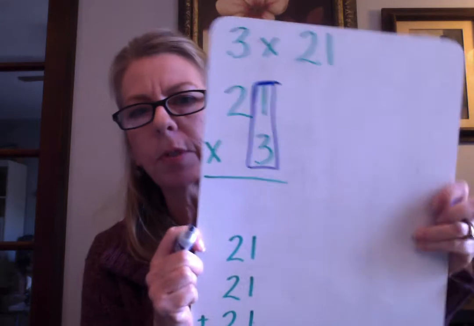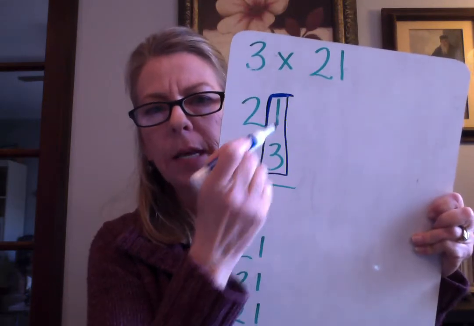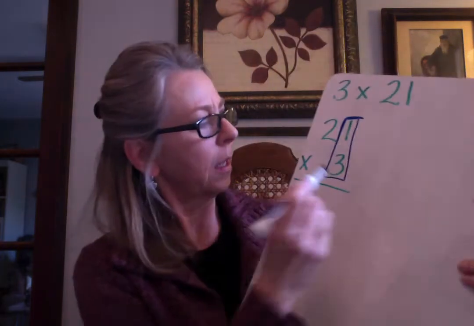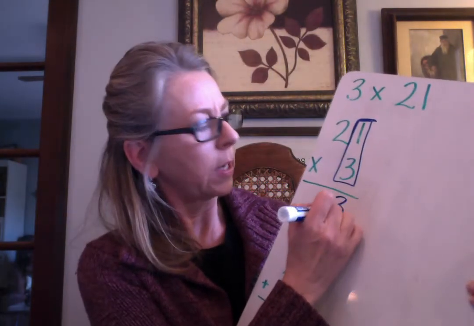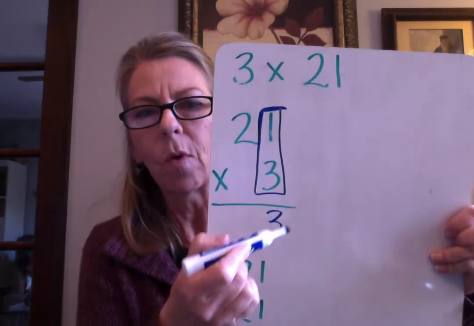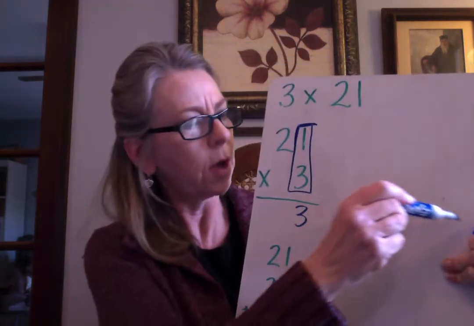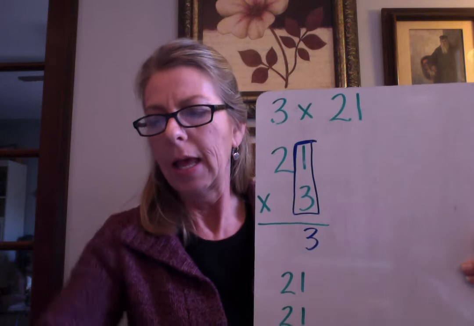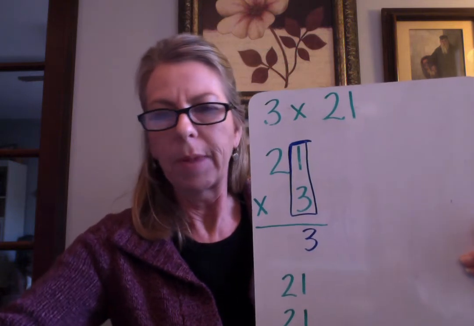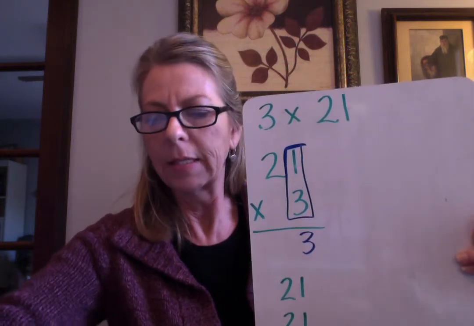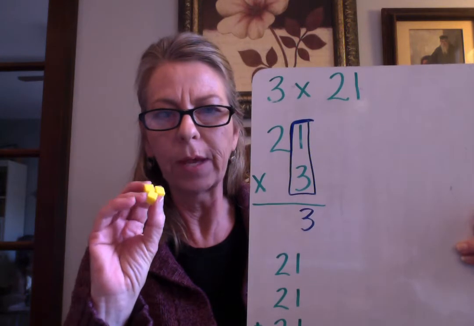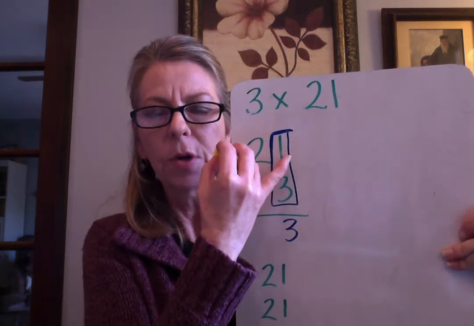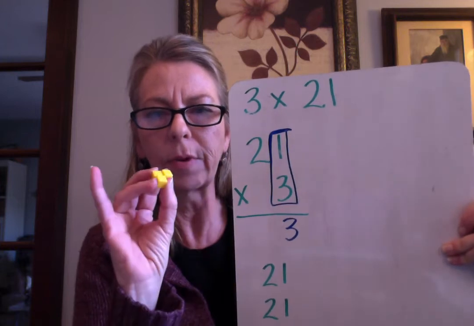Okay, you're going to multiply 3 times 1. That's super easy, right? 3 times 1 is 3. And we're going to put that right in that 1s column. Okay, so remember when I had 21 and I was putting my ones and my tens in separate piles? I ended up with 3 because I had 3 sets of 21 and I was only doing the ones, so I got 3 ones, right?